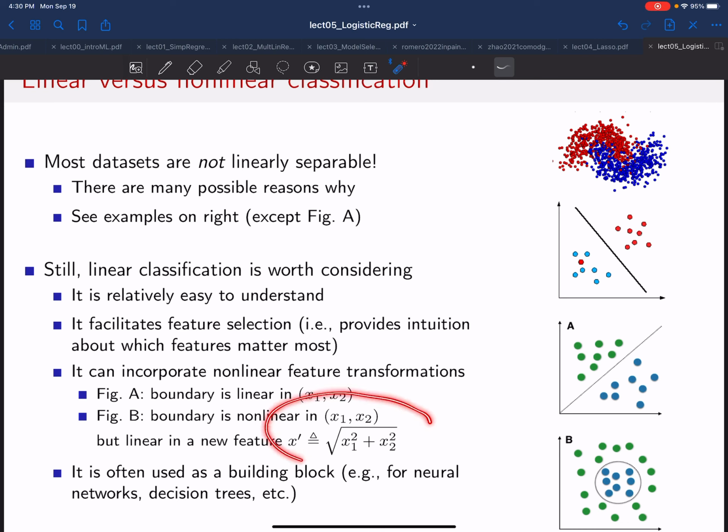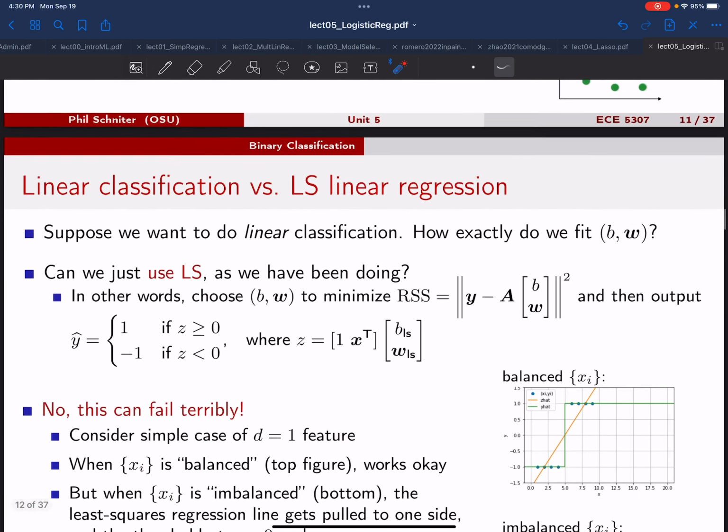Feature transformations are always going to be a possibility, but we're not going to talk about them a lot for now. We're going to focus on the classification aspect for now. Okay, any questions? All right.